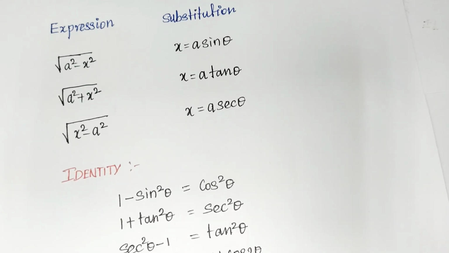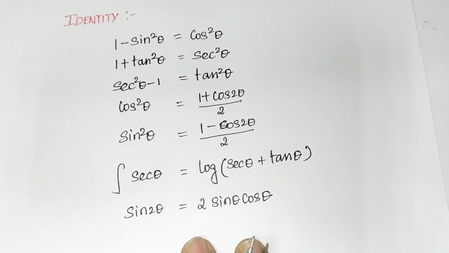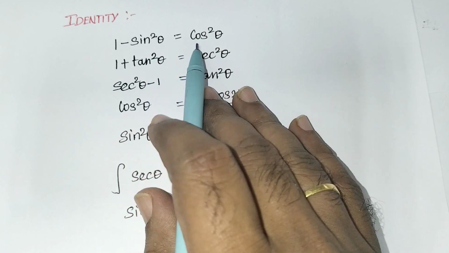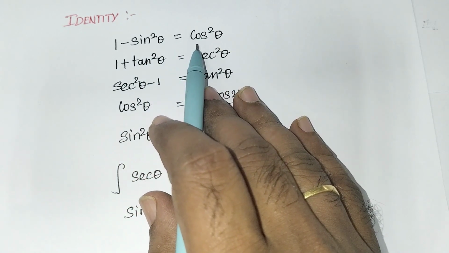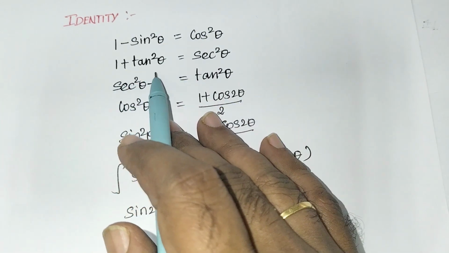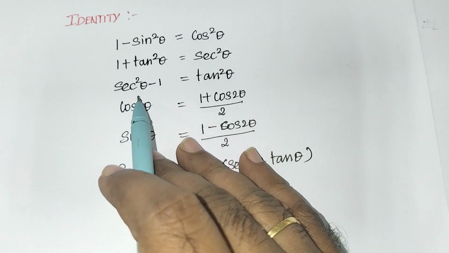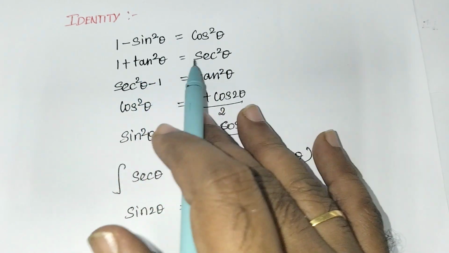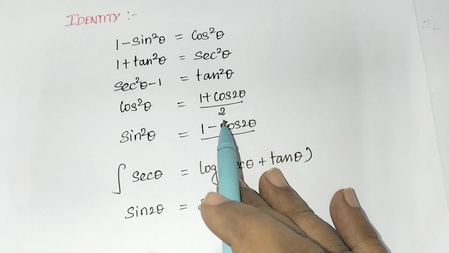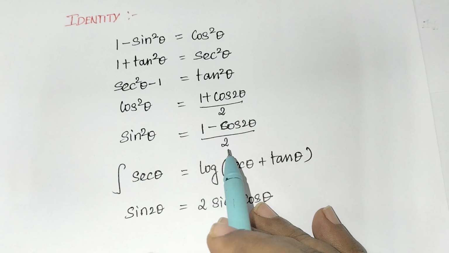Before starting the problem, you should know some basic identities. Already you know that 1 minus sin square theta is cos square theta, because cos square theta plus sin square theta equal to 1. From that we can arrive at this. And 1 plus tan square theta equal to sec square theta. And sec square theta minus 1, shifting this, I will get tan square theta. Cos square theta equal to 1 plus cos 2 theta divided by 2. Sin square theta equal to 1 minus cos 2 theta divided by 2.